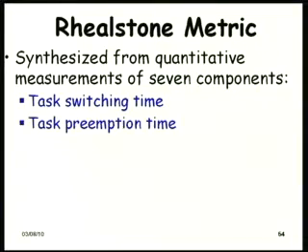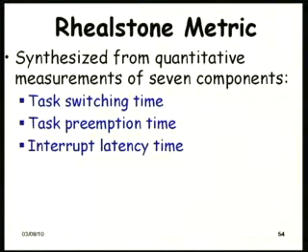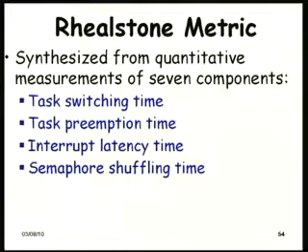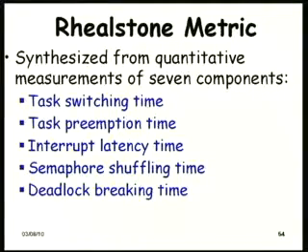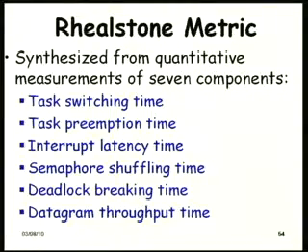The task switching time, task preemption time, interrupt latency time, semaphore shuffling time, deadlock breaking time, and datagram throughput time. So these are some of the important parameters. We will see that later, when we talk of the Rhealstone metric. We will look at different metrics, and we will see that there are other important parameters not included in the Rhealstone metric.